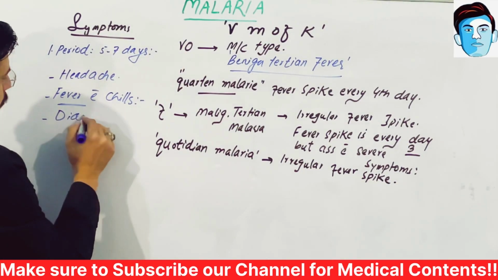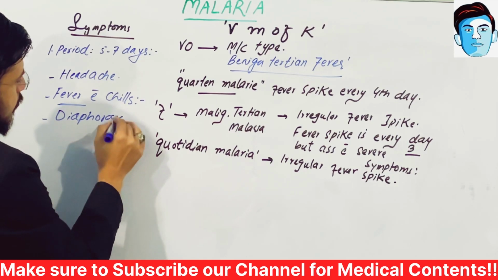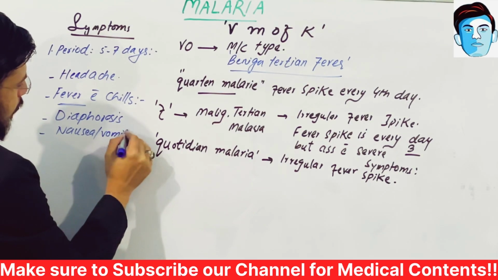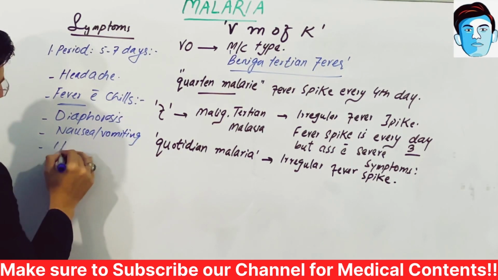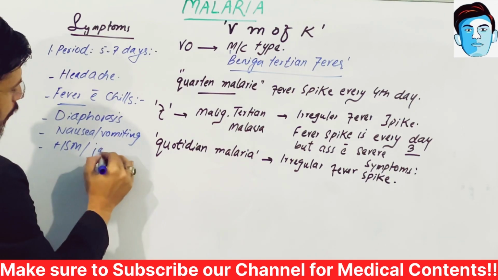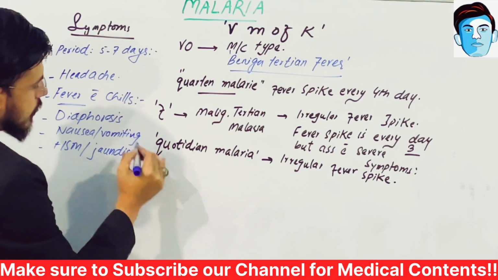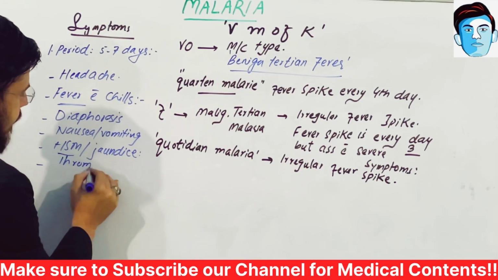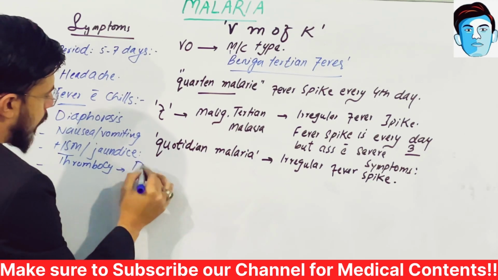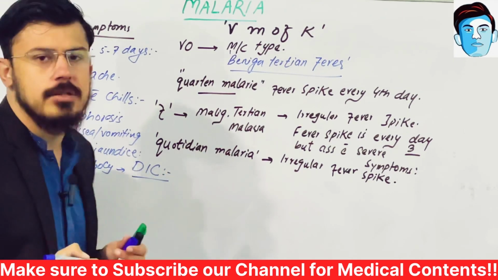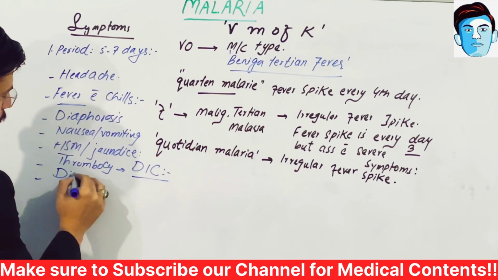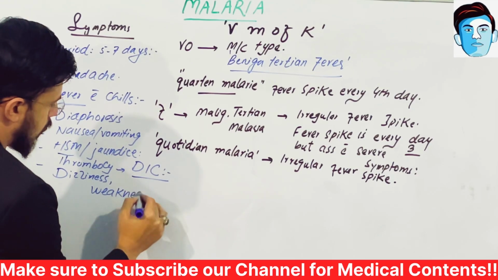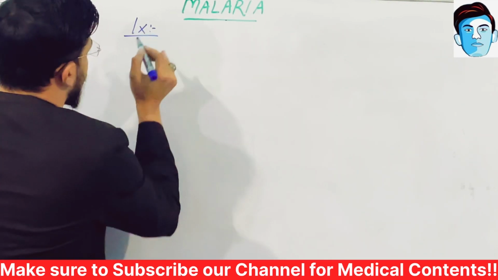There will be diaphoresis, there may be nausea, vomiting, and there might be hepatosplenomegaly or jaundice, because of damage to the liver. There might be thrombocytopenia, and in severe cases there may be DIC, and hemolytic anemia leading to dizziness and weakness. Now let's discuss the investigations for malaria.